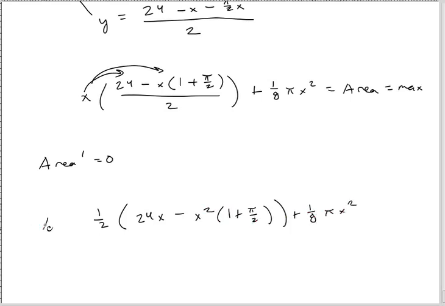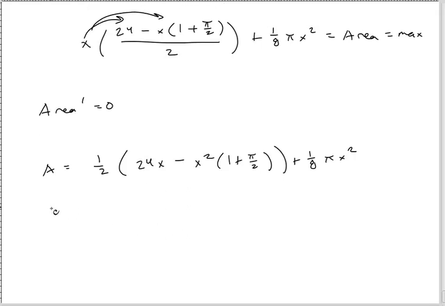Okay, so this is still my regular old area here. I haven't actually done anything yet. All right, so now my prime, here we go, derivative. 1/2 in the front, 24 minus, and then we got a 2, 1 plus pi over 2, and then x, and then plus the 2 comes down, 1/4 pi x, and this whole thing equals 0.